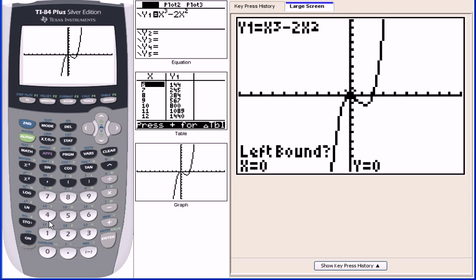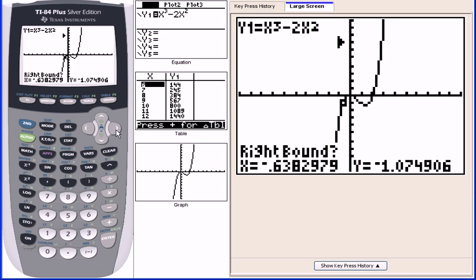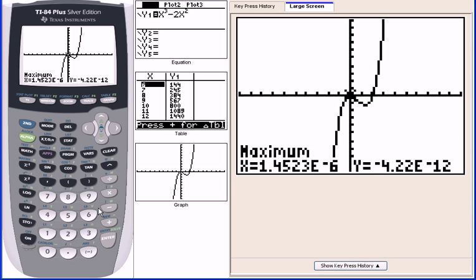So let's go ahead and hit 4, and we need a left bound. Well, I put the pointer right on top. I can't tell if that's to the left or to the right, or if it's right on top. So I'm going to go to the left a little bit. Hit enter. Go to the right, and there to the right. Hit enter. Guess. Enter. Here is a max.